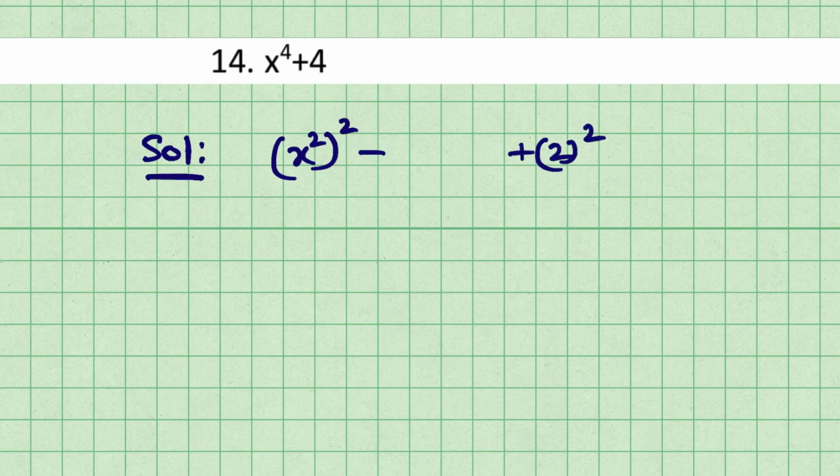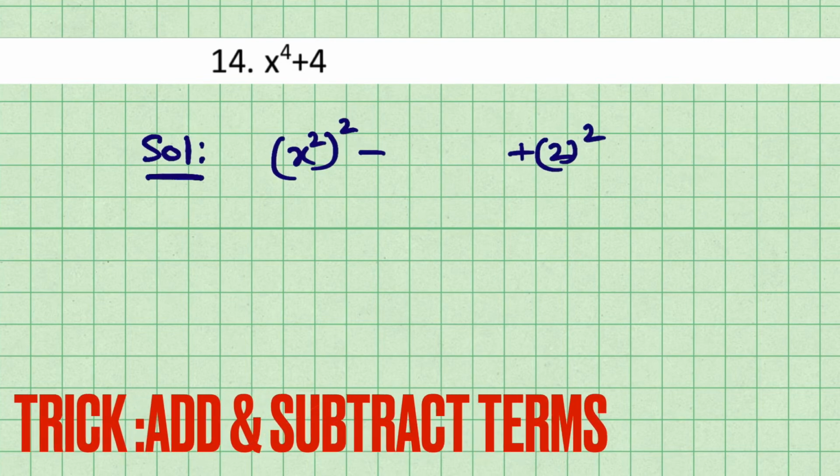Let's look at question number 14. Oh my god, it doesn't look like it's even factorizable. There's nothing more to factorize here. If it was a minus sign, then we could have factorized it. But the plus sign is in between. What to do? Let's see. I can write (x square) whole square like this. Now we also have 2 square.